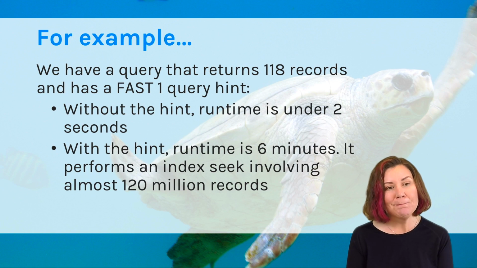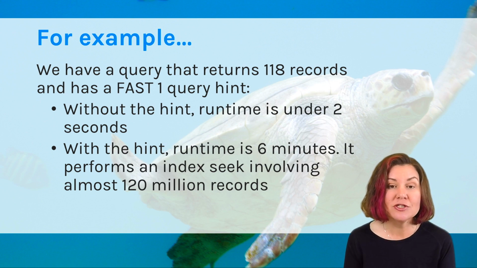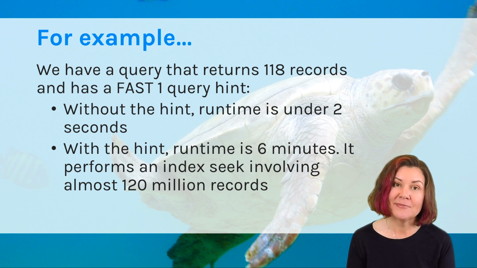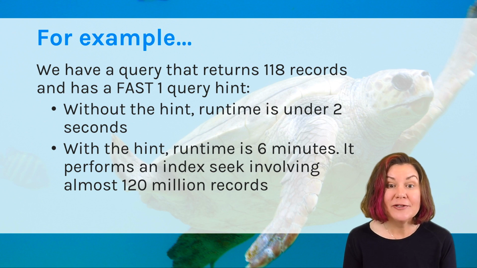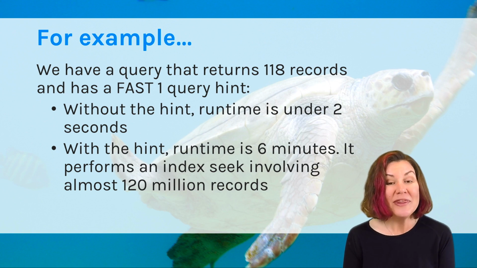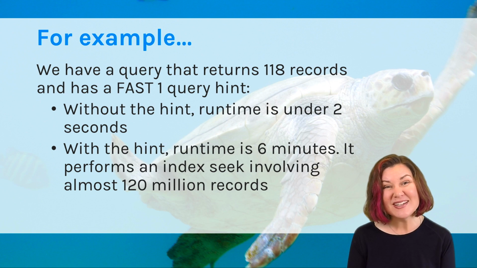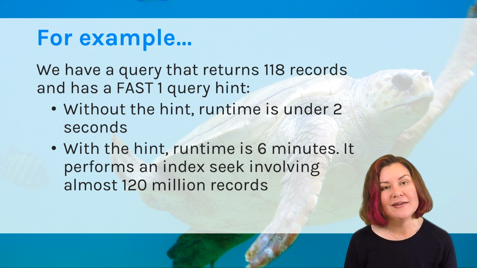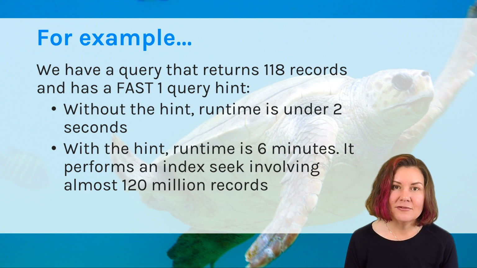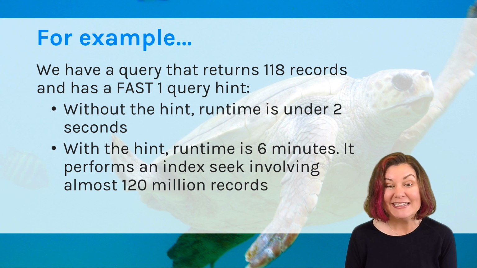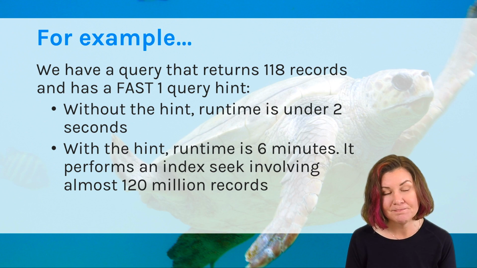For example, we have a query that returns 118 rows. It has a FAST 1 query hint in the version running from the application. Without the hint, runtime is under 2 seconds, but with the hint, runtime is 6 minutes. It performs an index seek when the hint's in place that involves almost 120 million rows.